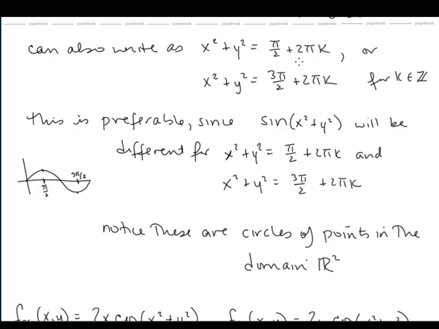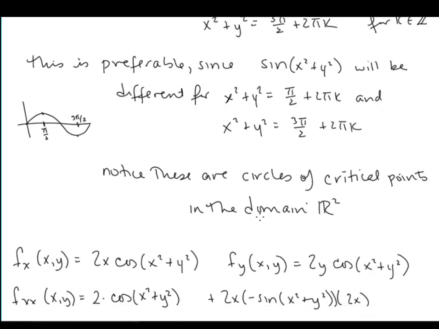And notice these are circles, right? Because for any k value, this is a constant, and so you have x squared plus y squared is equal to a constant. So these sets are circles of points in the domain, and they're all critical points along those circles. So now we have to test 0, 0 and these circles of critical points to see what's going on.